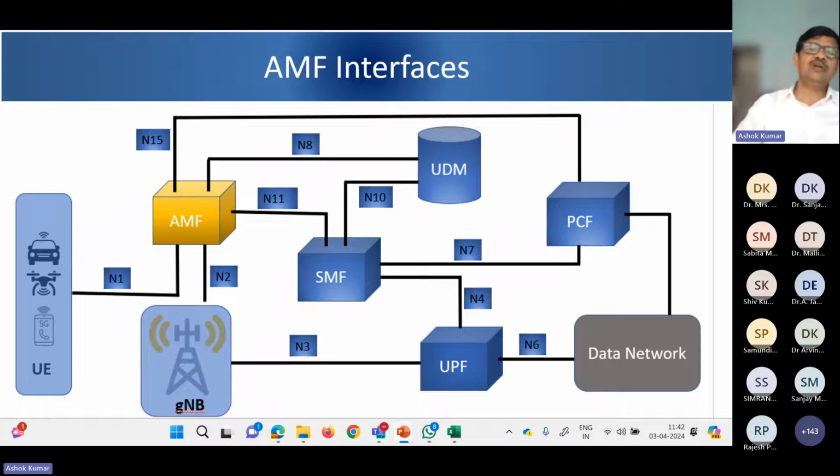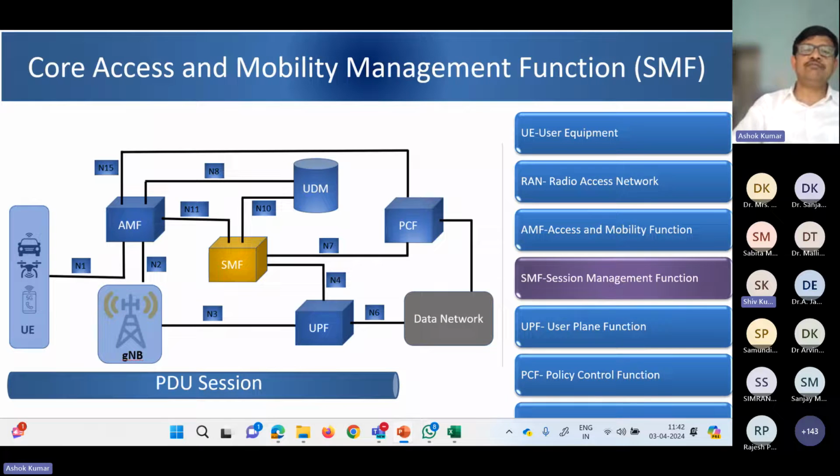Okay, now let's look at the other network function called SMF, the session management function. So AMF we have covered. Now we'll be talking about session management. Any doubt? Any question?